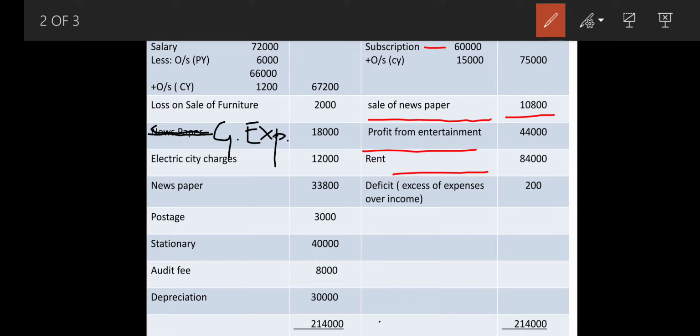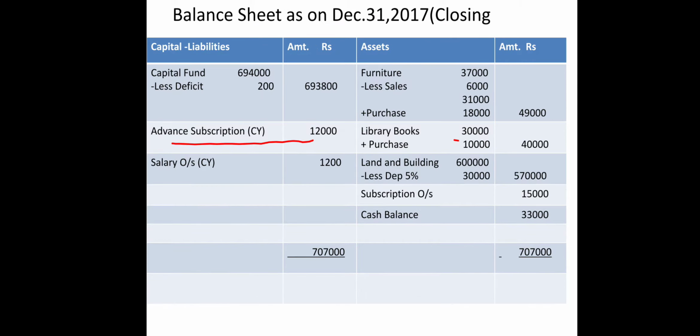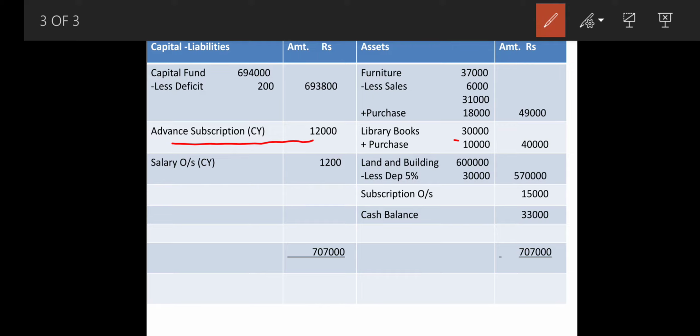Have a look on this. Whatever items are left, we will be transferring. Cash is already done. Outstanding subscription we had understood. Library books. Come to your opening balance sheet and there you write down very first library books.